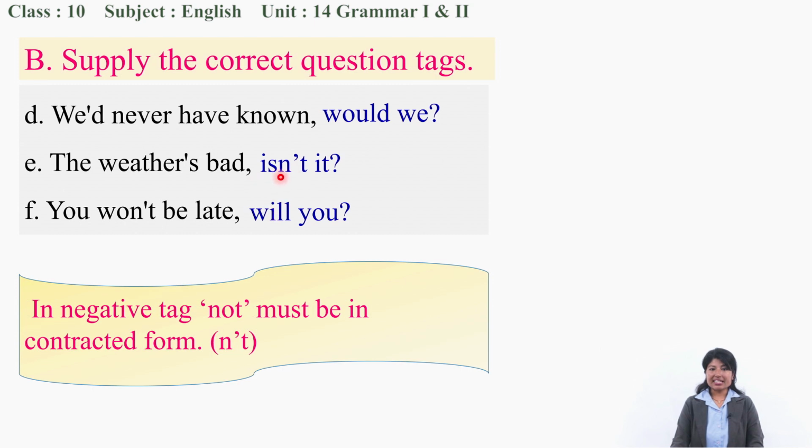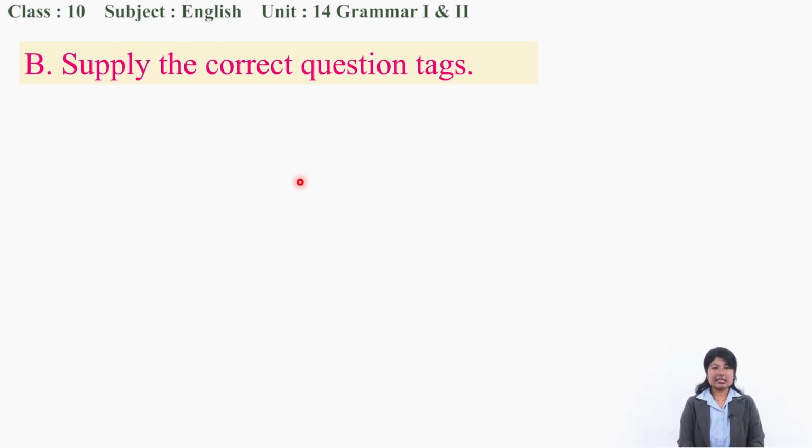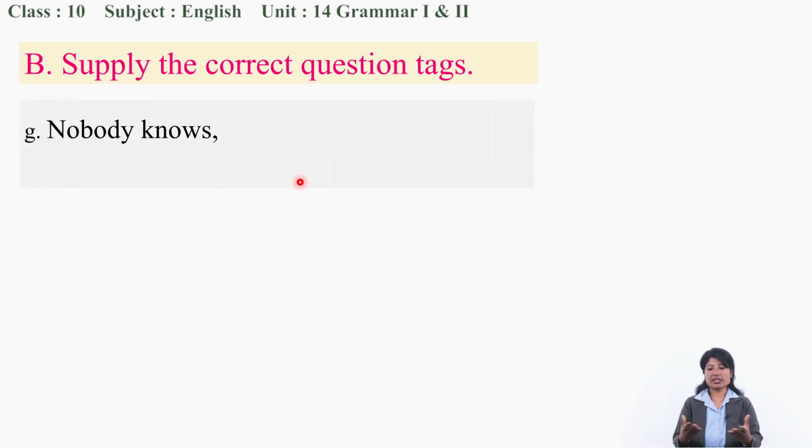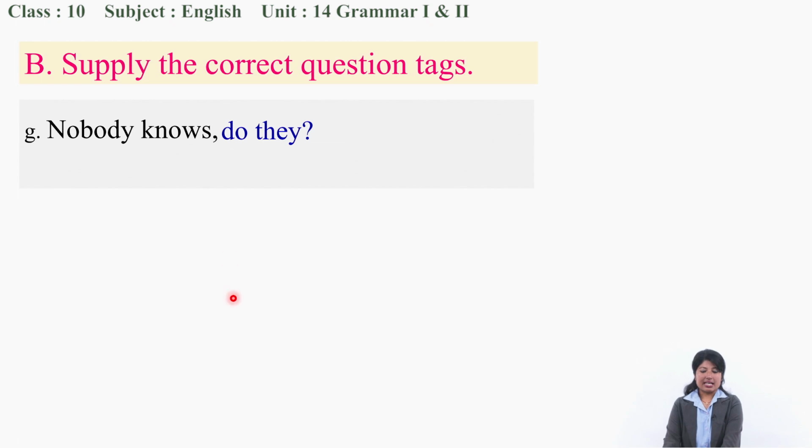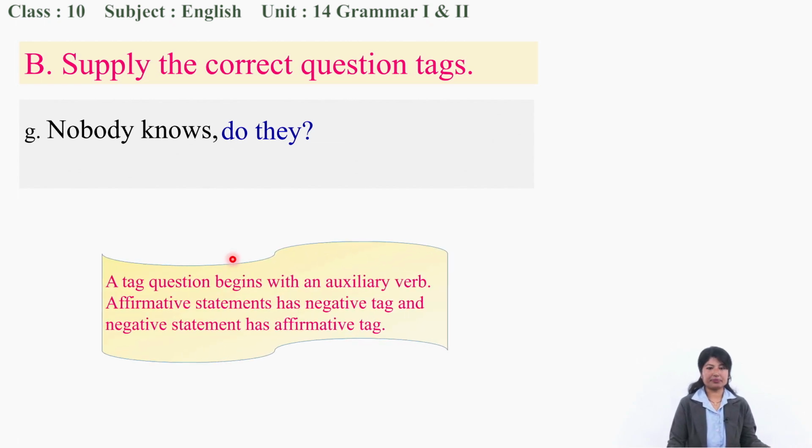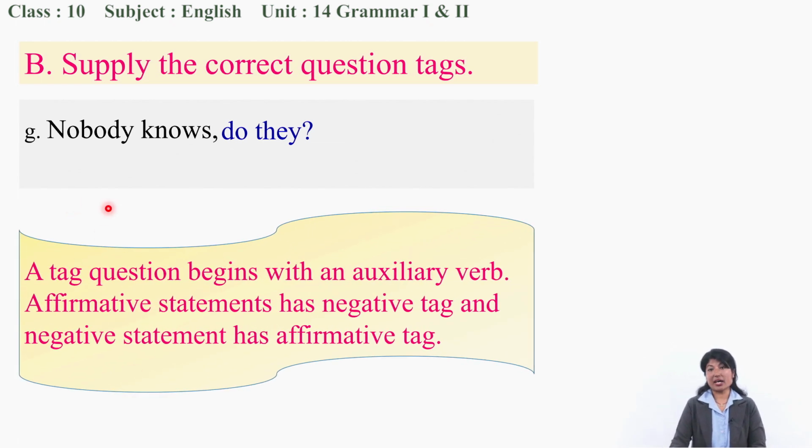So here "is not" is contracted: isn't. Contracted form, the short form, is used. Let's continue our exercise. Nobody knows. So what do we add? Nobody knows today. Okay.